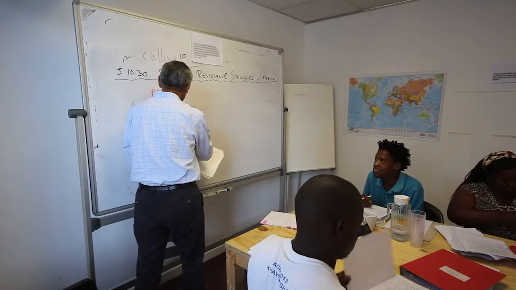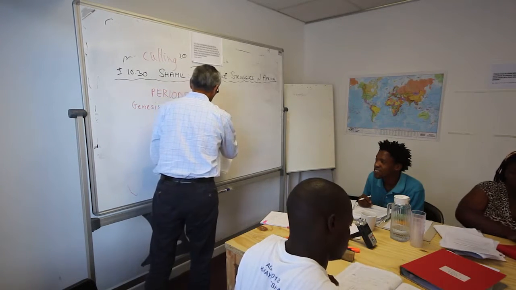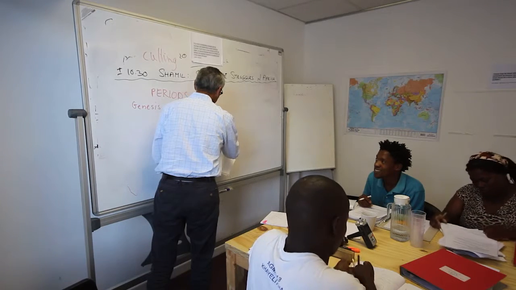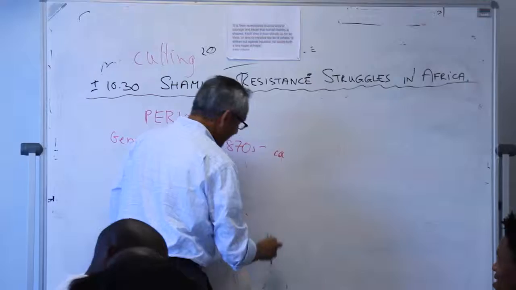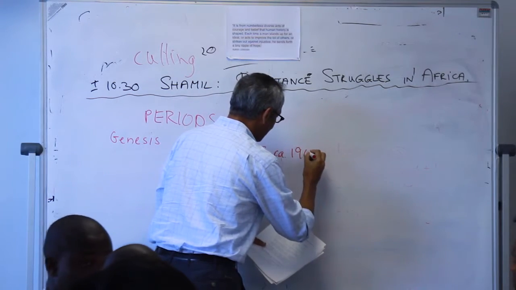It's the late 1870s to around, circa that is, it's either CA or it's just C. Okay? Circa, it means around about 1900. Okay?